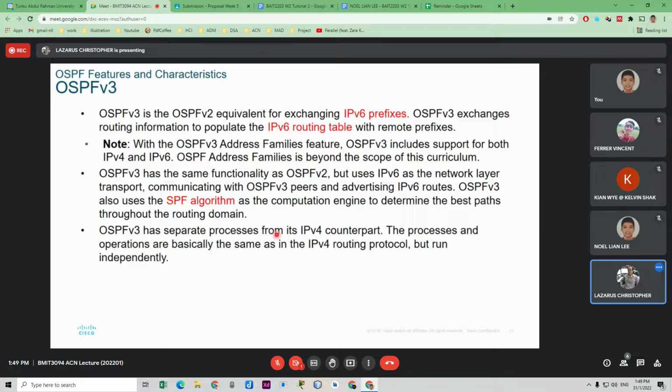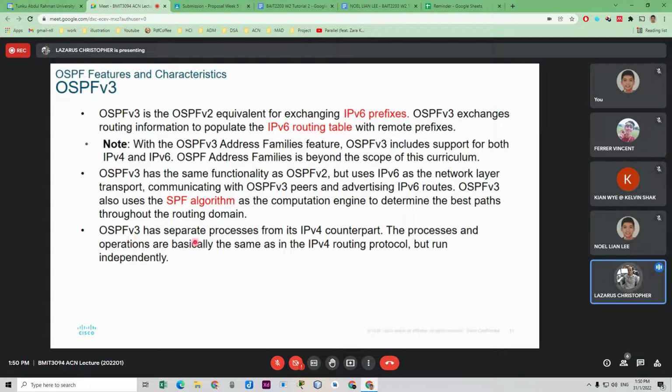Okay, but it's still the same. A lot of the functionalities are the same. It's just that it now provides more support for IPv6 and still uses the SPF algorithm to determine the best path, right? So when we look at OSPF version 3, we add in IPv6.